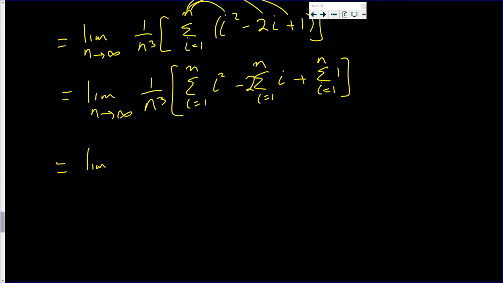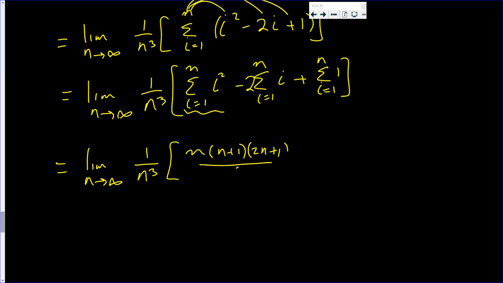Now this is equal to the limit as n goes to infinity of 1 over n cubed. Now this first summation, I have to know, is n times n plus 1 times 2n plus 1 over 6, minus 2 times this summation, which is n times n plus 1 over 2. The 2's happen to cancel, plus this third summation, which is n times 1, which is just n. Okay, so let us see what we have going.